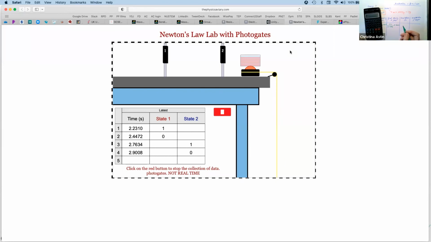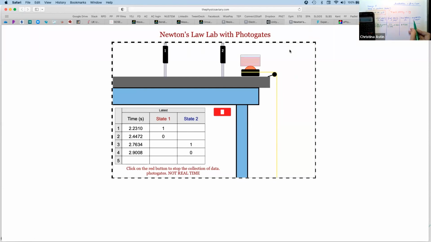Now, strictly speaking, what we should do is take the middle of the first two numbers and the middle of the last two numbers. But again, I'm going to be slightly cheaty on this and take the number at 3, 2.7634, minus the number at 1, 2.2310, and that's 0.5324. It should really be the middle of the card as it went through the first light gate and the middle of the second light gate. It doesn't make too much difference, at least not to a couple of significant figures.